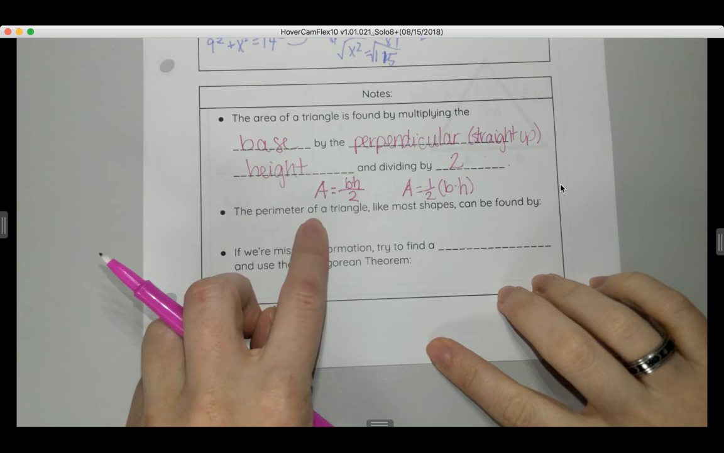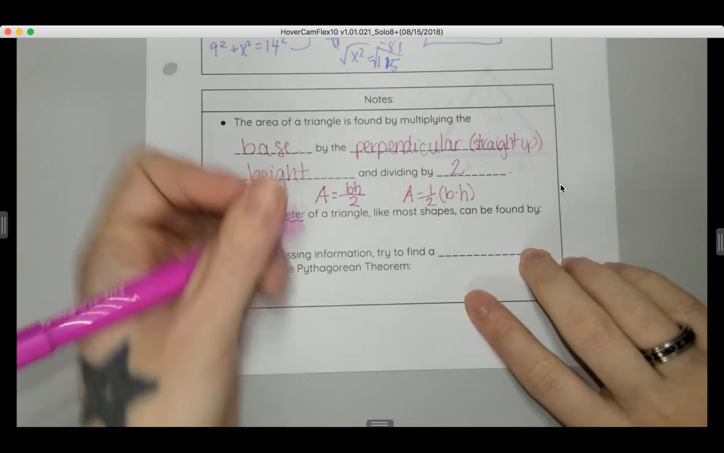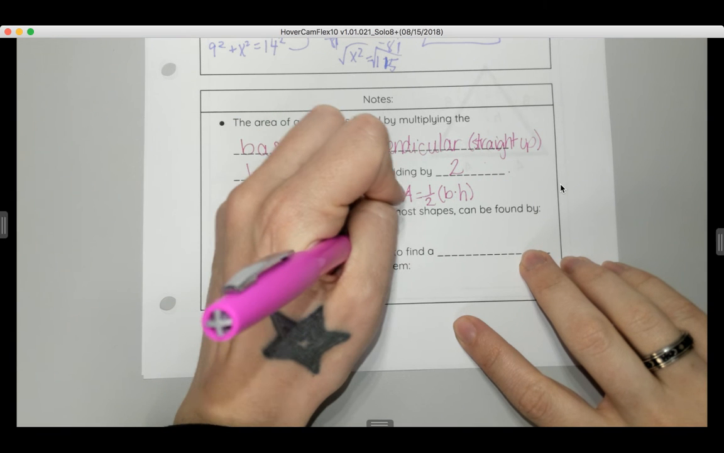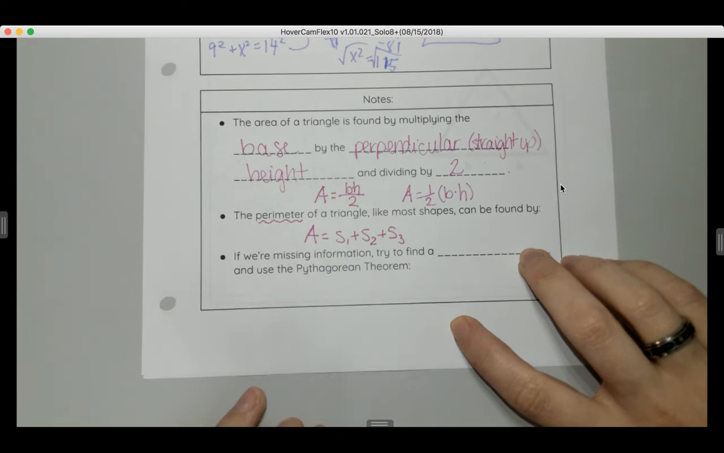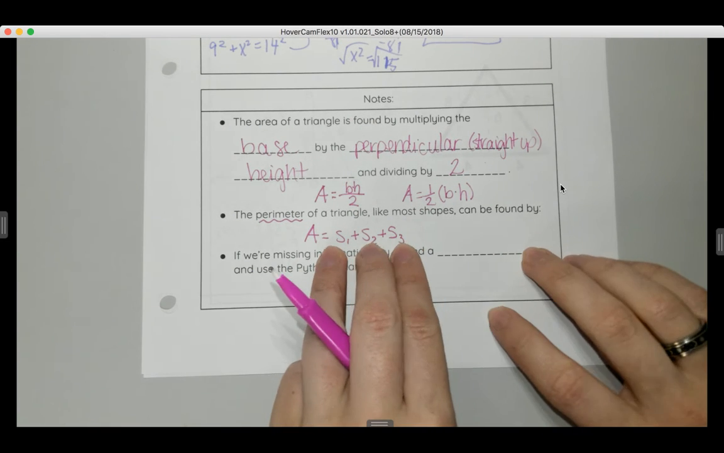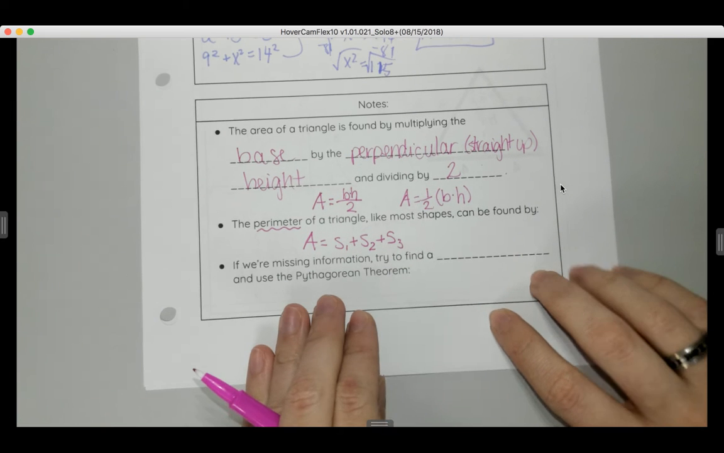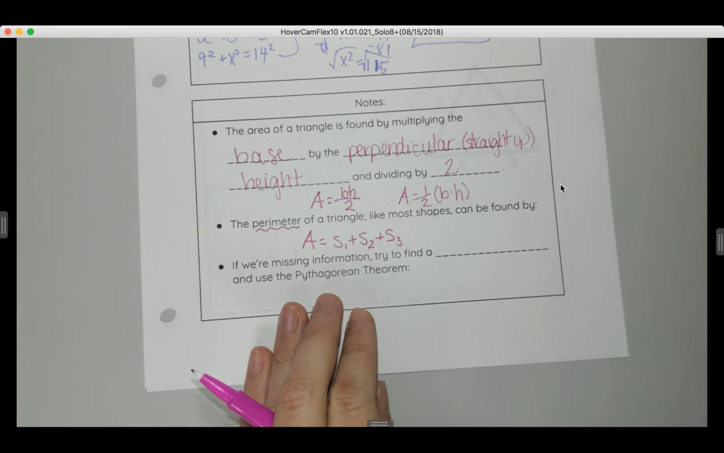Okay, next up, the perimeter. Remember, that's around the triangle. Like most shapes, it can be found by adding the sides. How many sides does a triangle have? Just like a tricycle has 3 wheels, a triangle has 3 sides. I don't think I just blew anyone's mind, but if I did, all right, so side 1, side 2, side 3, there you go.